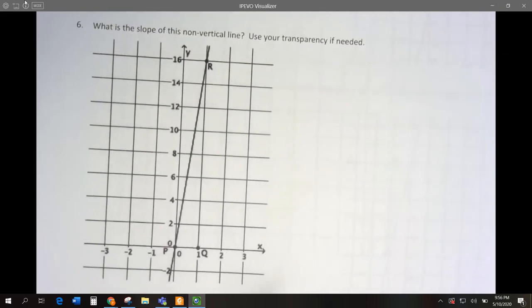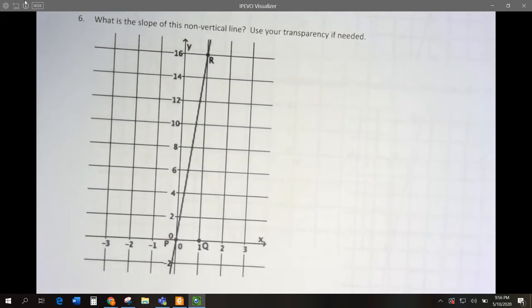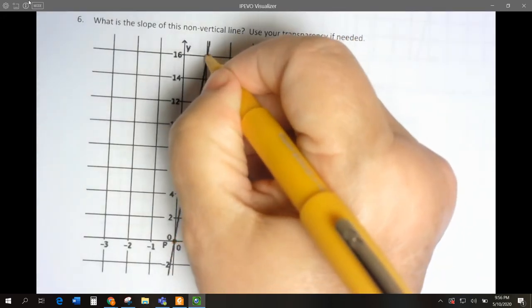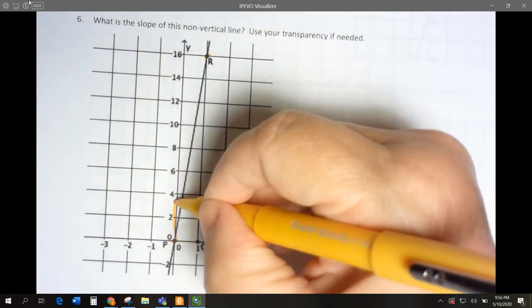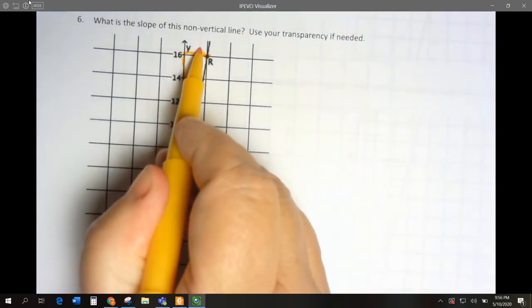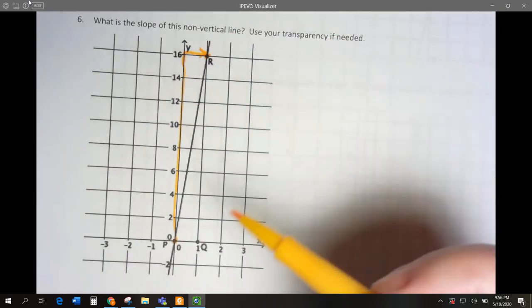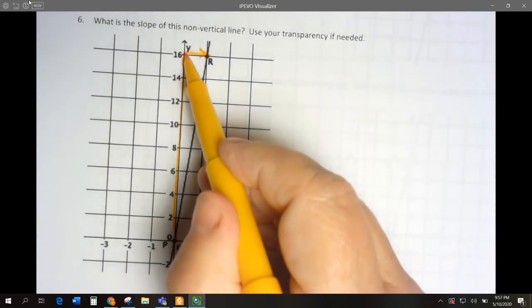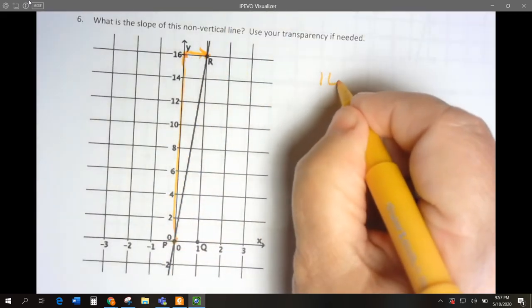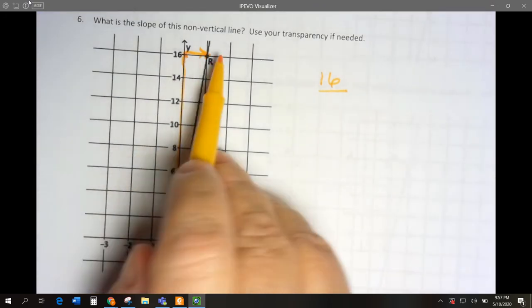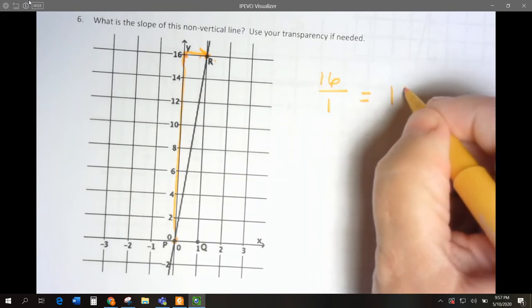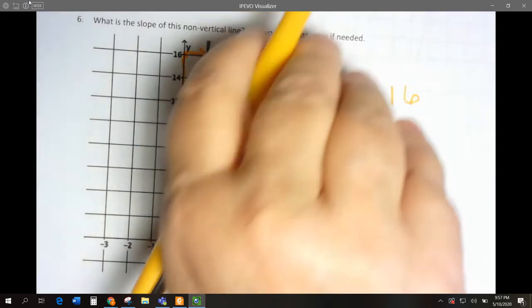Let's look at number 6. For number 6, they give us this point, and they actually give us our 2 points here. So let's do our rise is going up, so it's going to be positive, and our run is always to the right. So we go from 0 to 16. 0 to 16, so it's 16. And we go from 0, and this is 1. 0 to 1, so it's 1. So it's 16/1, or 16, and it is positive because it's going up.